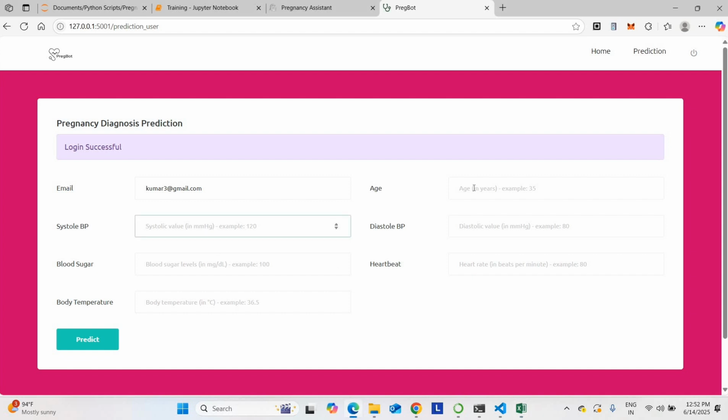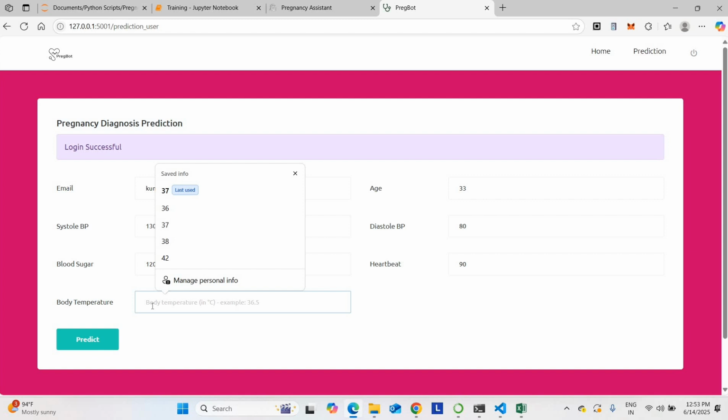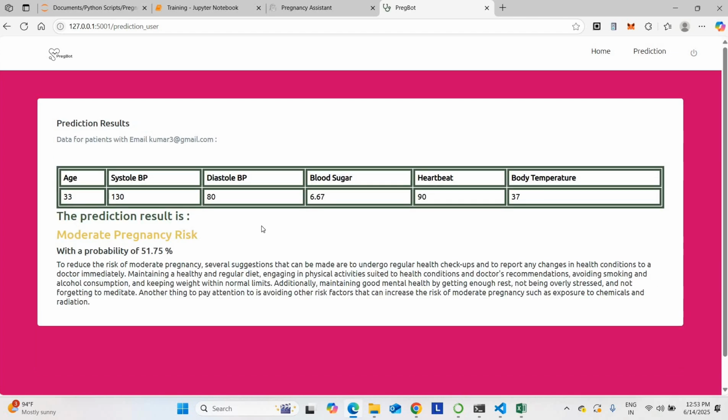So I should give something here. My age is 33. I'm giving my systolic blood pressure around 130. My diastolic blood pressure I'm giving 80. My blood sugar I'm just giving 120 as an example. Heartbeat around 90. Body temperature 37. So this is the sample data I'm giving for the example woman. Just click predict. So you can see moderate pregnancy risk. It will give the solution for that.